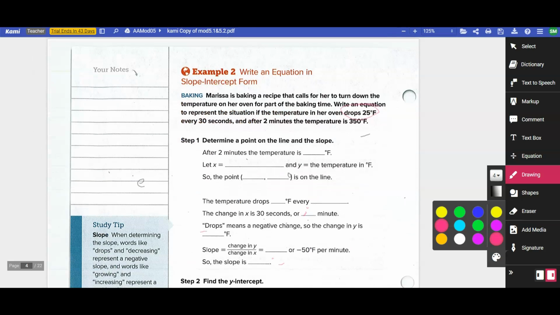Example 2. Write an equation in slope-intercept form. They're giving you a word problem. And this one's got a little bit of trickery and tomfoolery, so we'll kind of go over this one together. So, read that problem quick.